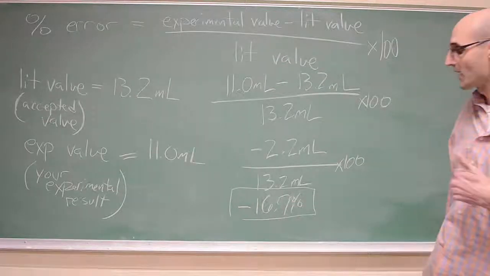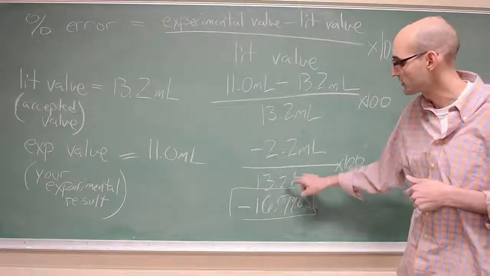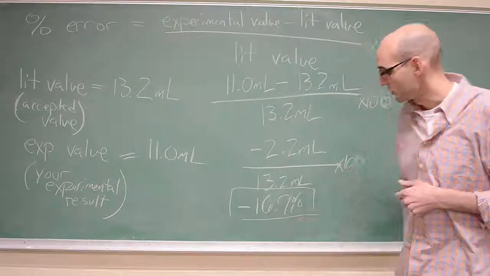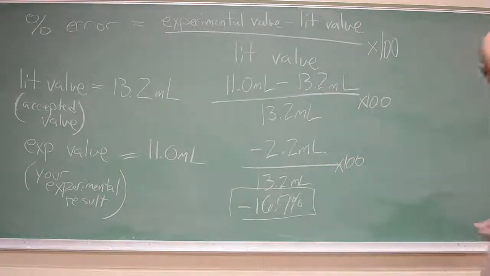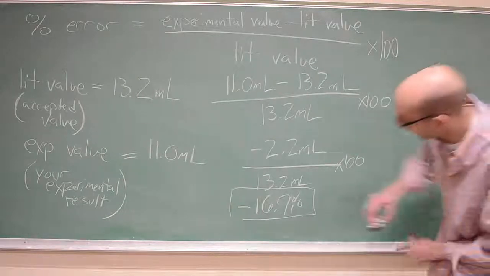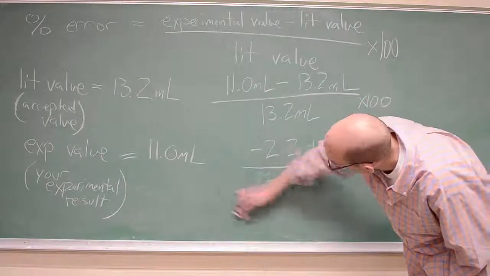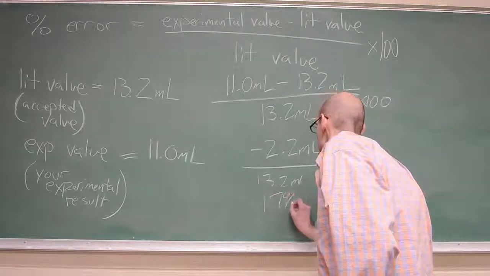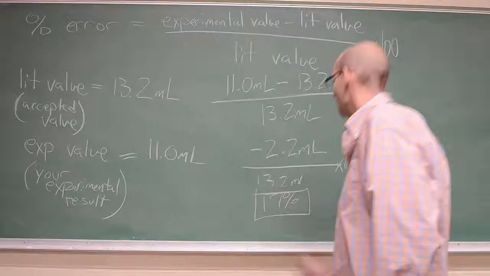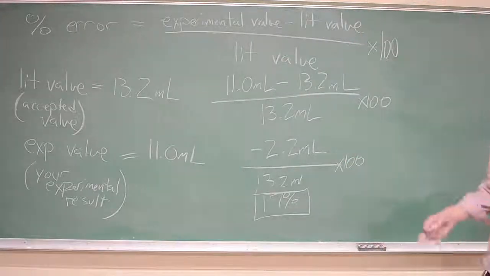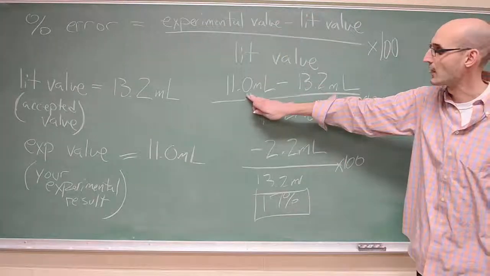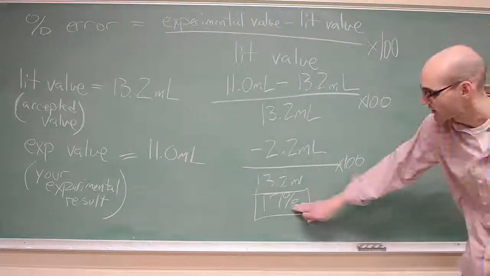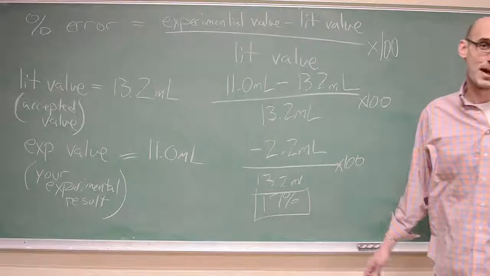16.7%, but of course we have to recognize 2 sig figs, 3 sig figs, we're dividing, so we have to limit our answer to 2 sig figs. So 16.7 is a little bit too far. We're going to limit it to 17% error. Once again, the negative is okay. It just means that our experimental value happened to be smaller than our literature value. It happens all the time. I'm interested in the number, not so much the net positive or negative.